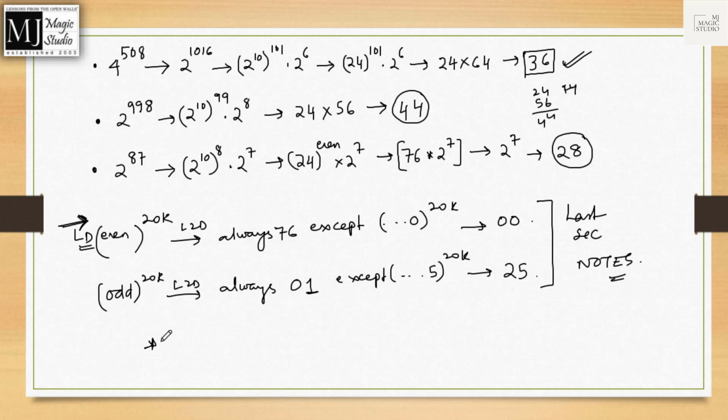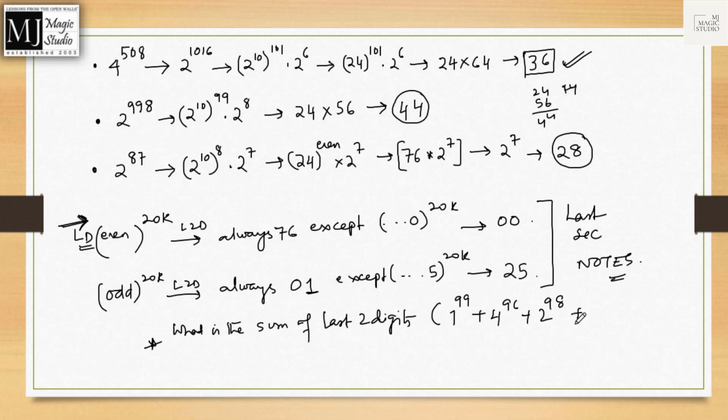So on this note, do try to give me the answer for that. What is the sum of last two digits of the expression (1 to the power 99 plus 4 to the power 96 plus 2 to the power 98 plus 3 to the power 97) whole raised to the power 100? Do let us know in the comment box.